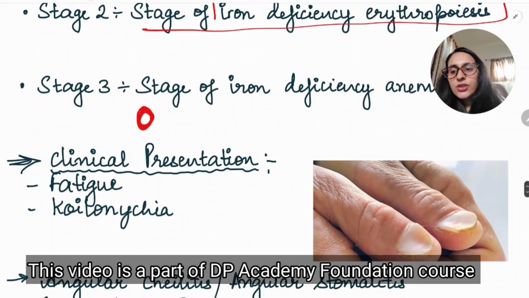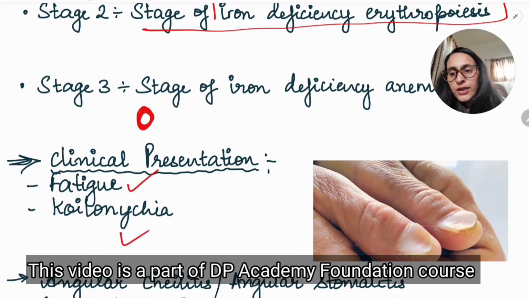So what is the clinical presentation? The person will have fatigue. All the females with iron deficiency anemia cannot work out properly, they cannot climb stairs properly, they cannot do a lot of physical exercise because they get tired so easily. So fatigue is something that is associated with iron deficiency anemia.